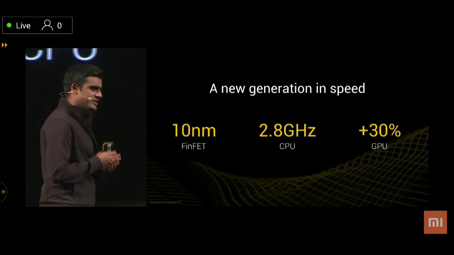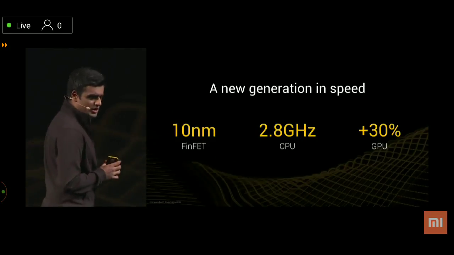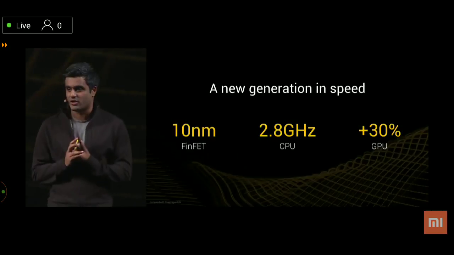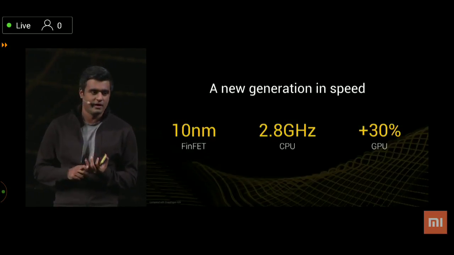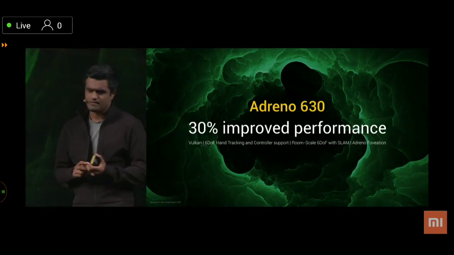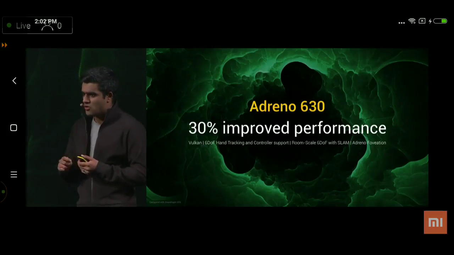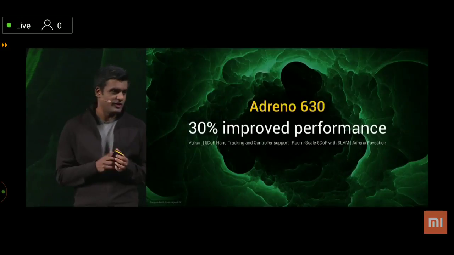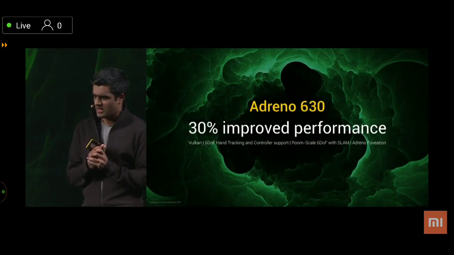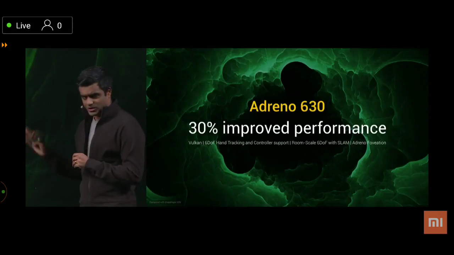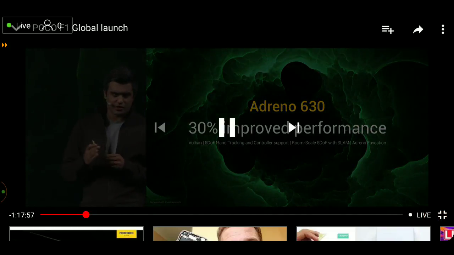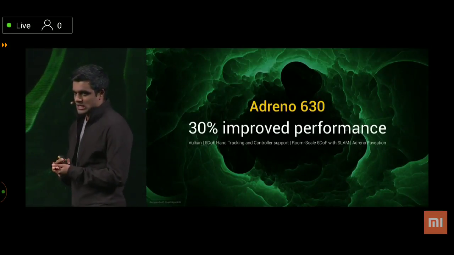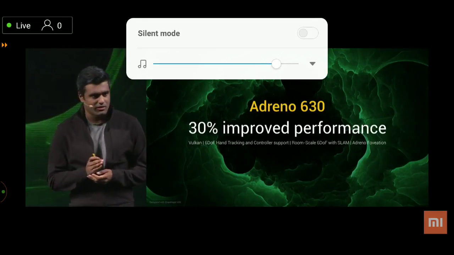Snapdragon 845 uses a second-generation 10-nanometer FinFET process. This process offers clock speeds of up to 2.8 gigahertz while maintaining good battery life and good thermal performance. And the Adreno 630 GPU has a 30% improved performance versus the previous generation from Snapdragon 835. And this is an important point, which I'll touch on in a later slide. But this is a 30% improvement on Qualcomm's already super fast GPU. It absolutely flies for gaming, no matter how heavy.